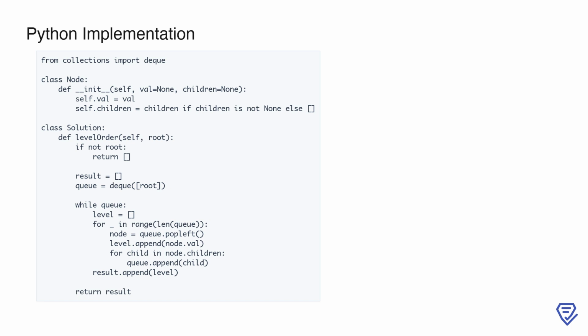This process repeats until the queue is empty, meaning all levels of the tree have been traversed. Finally, the result list, which contains a list of values for each level, is returned. This implementation is efficient, with a time complexity of O(n), where n is the number of nodes in the tree, as each node is processed once. The space complexity is O(n), to store the output and the queue during traversal.